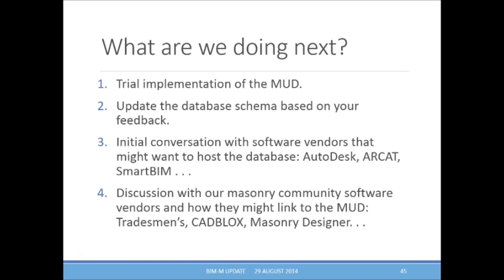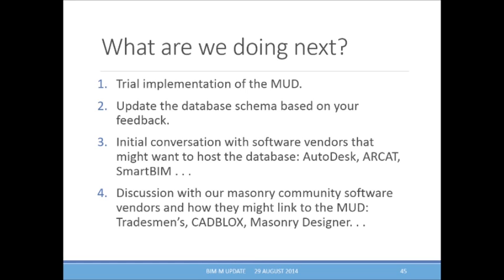So what are we at Georgia Tech doing next? We're going to be implementing the Masonry Unit Database with around 60 units, which we think is enough for you to try and see how the MUD is working. As Shani showed, we're already working on the front end and back end. We will update the database schema based on your feedback. So if there are additional attributes which you feel need to be represented in the database, then we can add those attributes.